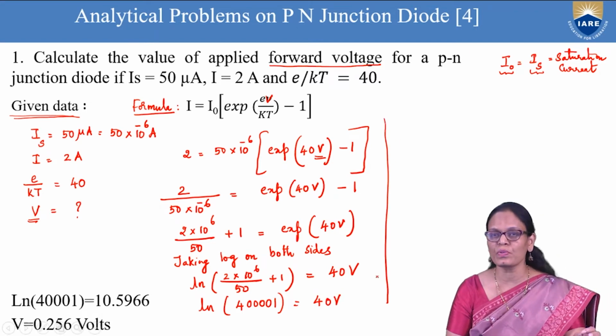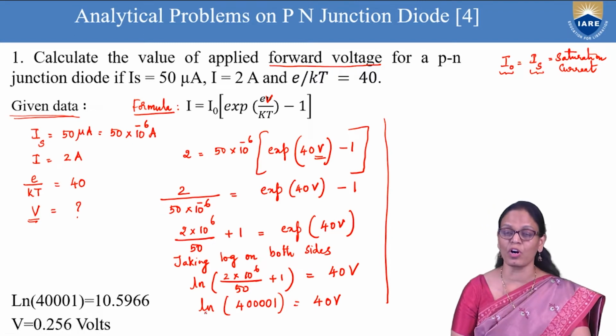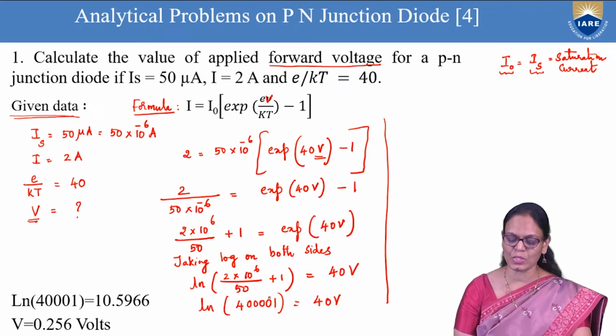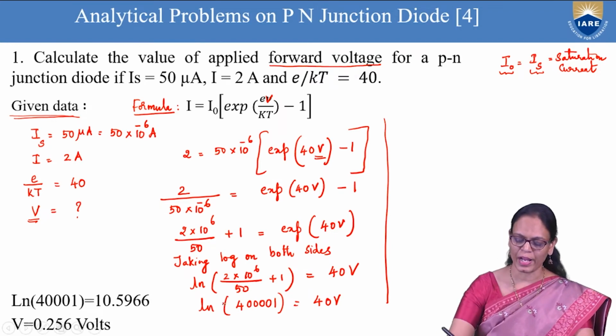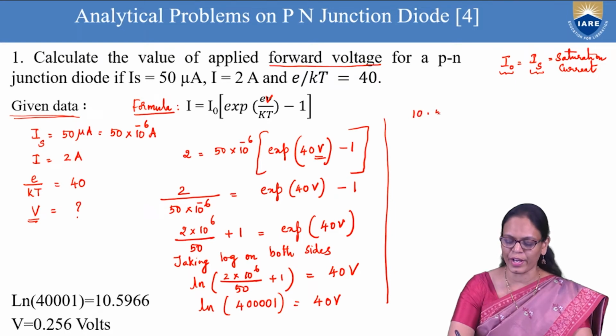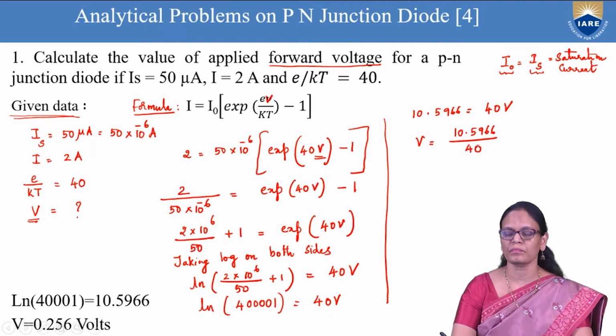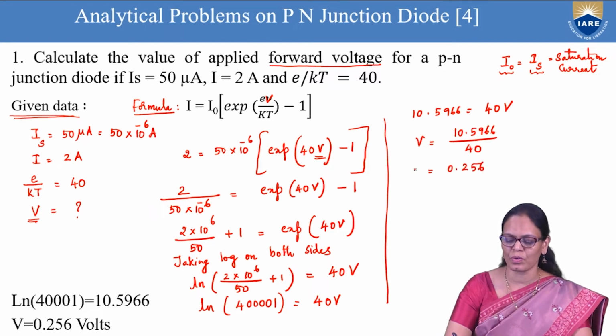Now, you can use your calculator to find the value of ln 4,01,000. You can find out this value using the logarithm book, or you can use your calculator to find this value. And this value we are getting as 10.5966 is equal to 40 volts. So therefore, V will be equal to what? 10.5966 upon 40. So we get 0.256 volts.